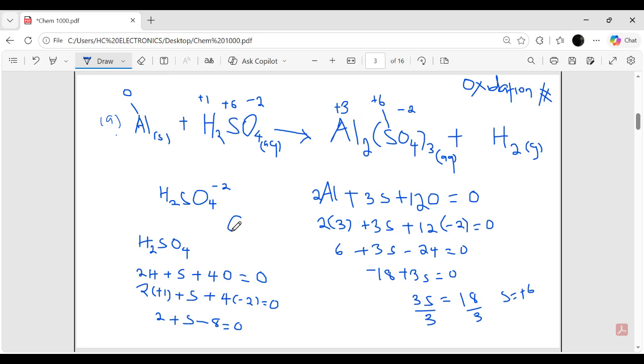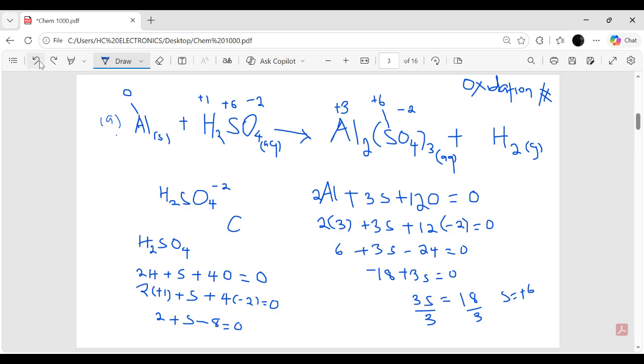For example, maybe you have something like this. This one has a power negative 1, meaning that the overall state of this compound is negative 1. But for sulfuric acid, it doesn't have anything, meaning that the overall state of it is 0. Clear?